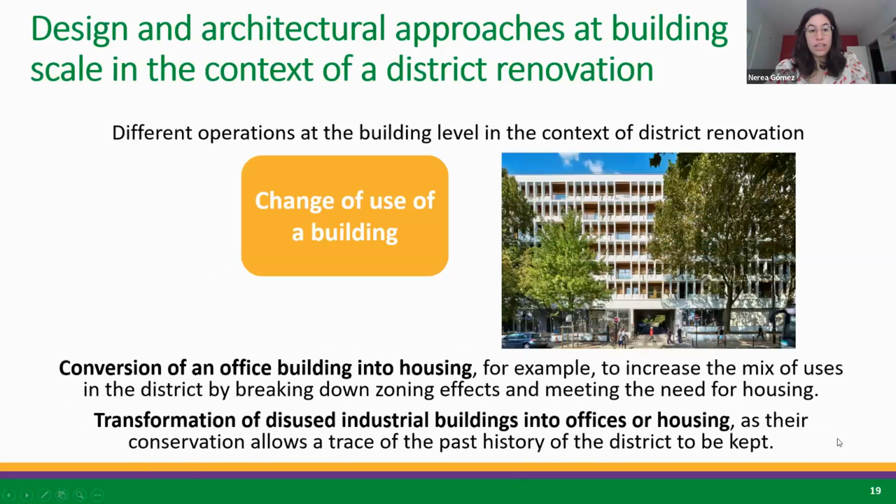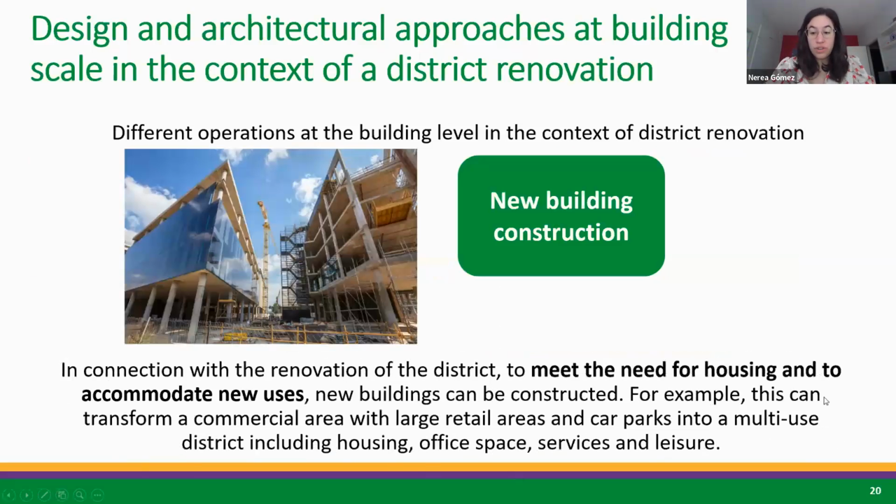On the other hand, existing buildings can also change use as part of a neighborhood renewal. This can involve the conversion, for example, of an office building into housing, or the transformation of disused industrial buildings into offices or even housing. In connection with the renovation of the district, to meet the need for housing and to accommodate new uses, new buildings can also be constructed. For example, this can transform a commercial area with large retail areas and car parks into a multi-use district, including housing, office space, services, and even leisure.